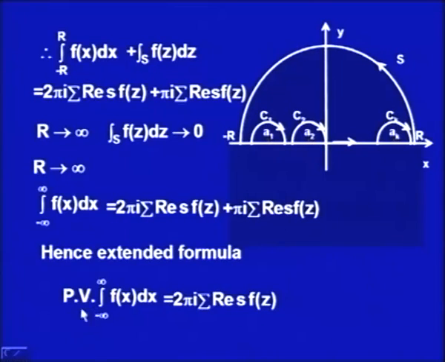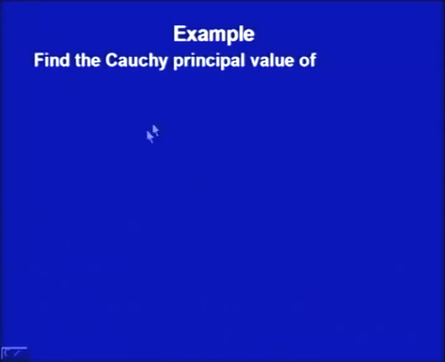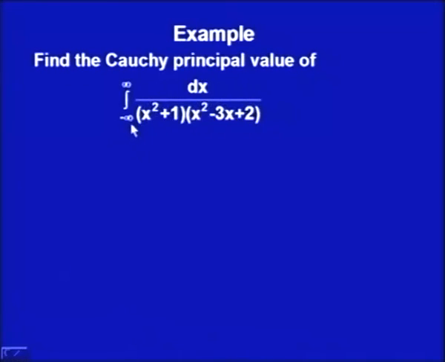The extended formula: the principal value of the integral from minus infinity to plus infinity of f(x) dx is 2 pi i times the summation of the residues of f(z), where the summation is over all the poles in the upper half plane, plus pi i times the summation of residues of f(z), where this summation is over all the poles on the real line. Let us see this example. Find the Cauchy principal value of the integral from minus infinity to plus infinity of dx upon (x square plus 1) into (x square minus 3x plus 2). Let us see this function.